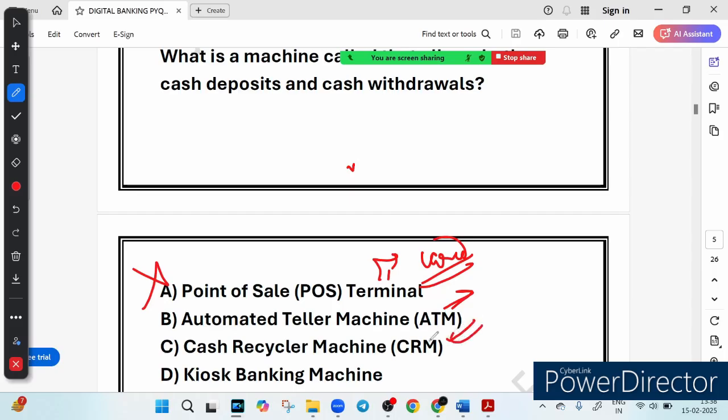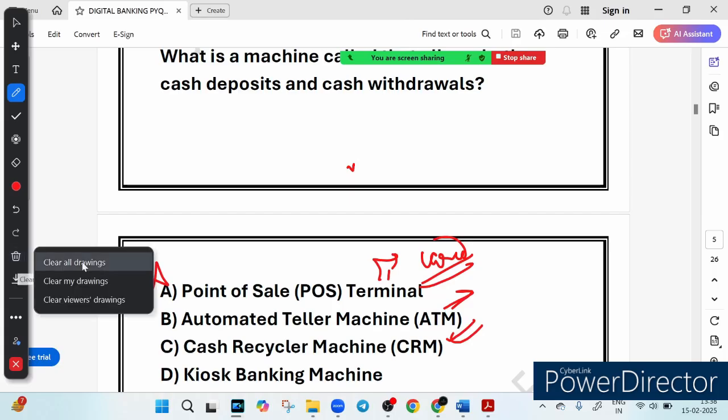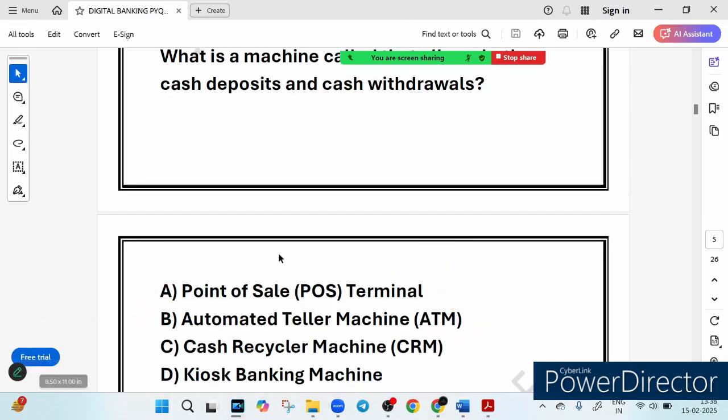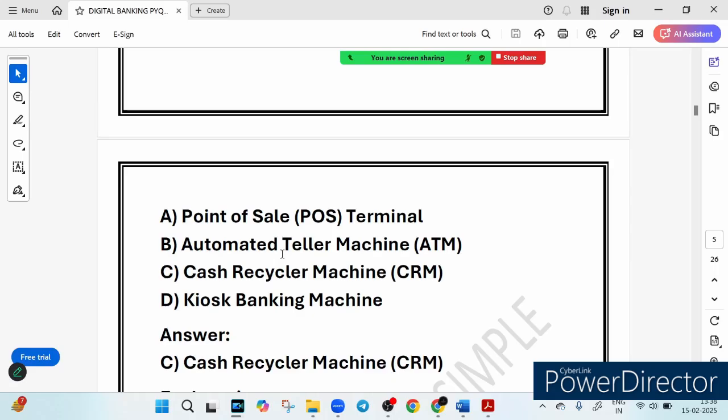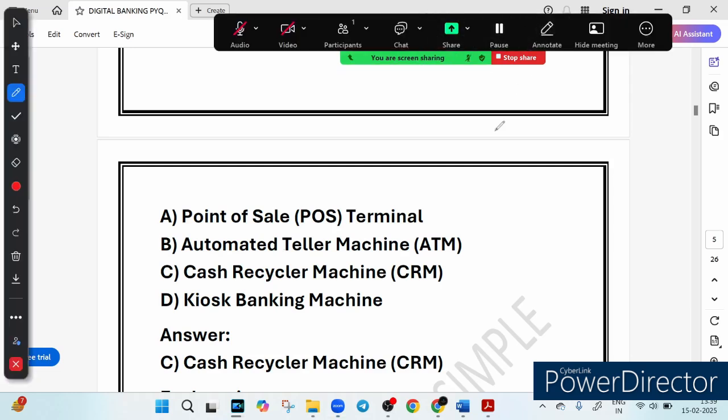And option number C says cash recycler machine. Yes, this is the correct answer. Cash recycler machine, or CRM, is an upgraded version of an ATM that allows both. It allows cash deposit, that means you can deposit money and the machine verifies and counts it, and cash withdrawal is also allowed by it. Means the deposited cash is reused for withdrawal. So why is CRM important? The first thing is that it reduces ATM refill.